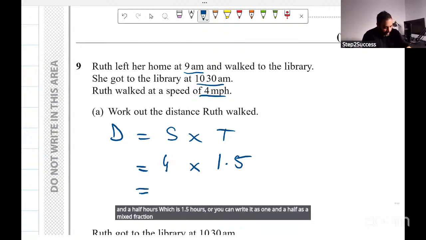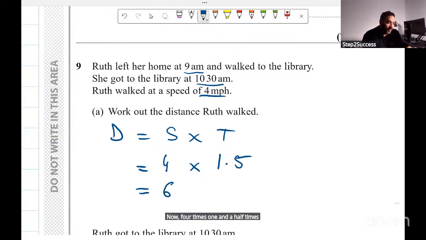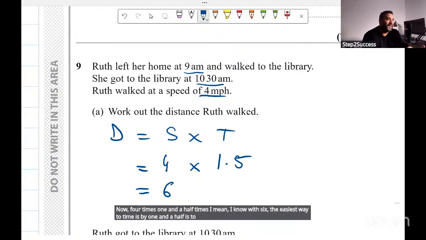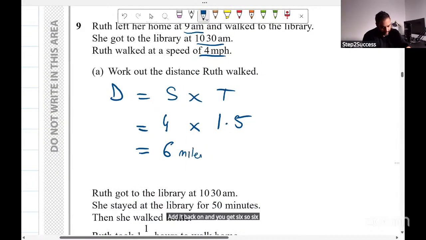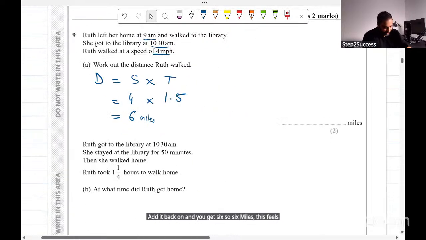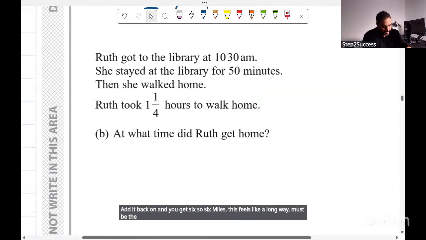Now, 4 times 1.5, I know it's 6. The easiest way to times by 1.5 is to halve the number and then add it back on. So half of 4 is 2. Add it back on and you get 6. So 6 miles. Feels like a long way. Must be the answer.